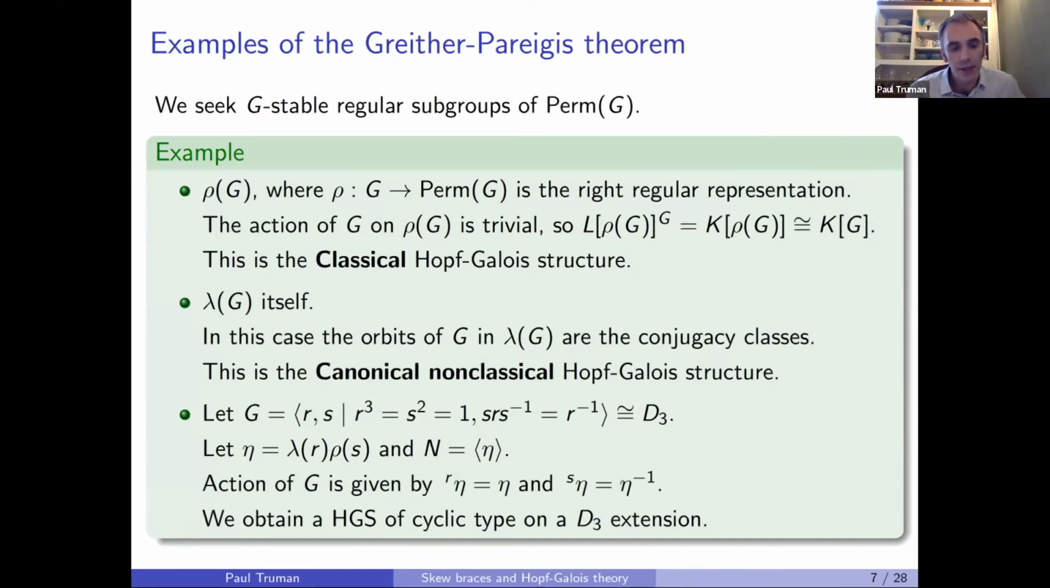So here, if I take eta to be lambda of R, rho of S, then because the elements of lambda of G and rho of G commute with each other, that ends up having order 6. And so I take N to be the cyclic subgroup generated by that eta. That thing has order 6, and you can check that it's regular and that it's G-stable. The action of G is pretty simple. So there I get an example where N is cyclic, but the original Galois group is dihedral.